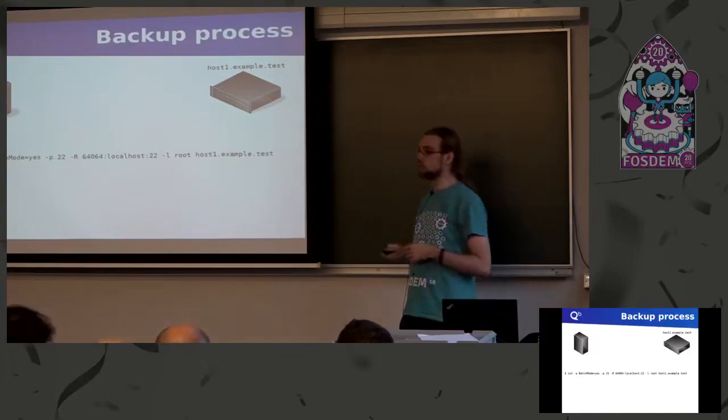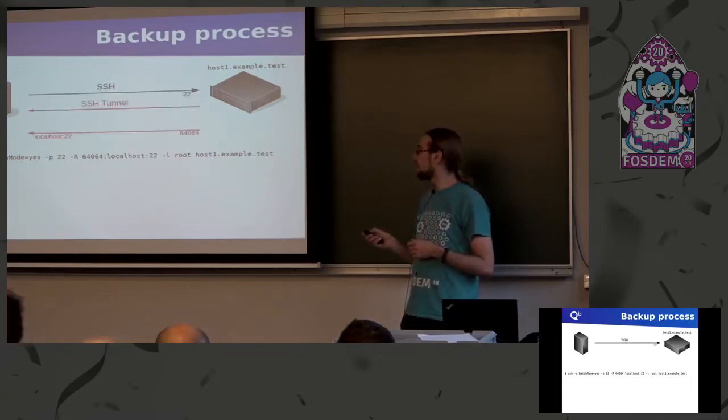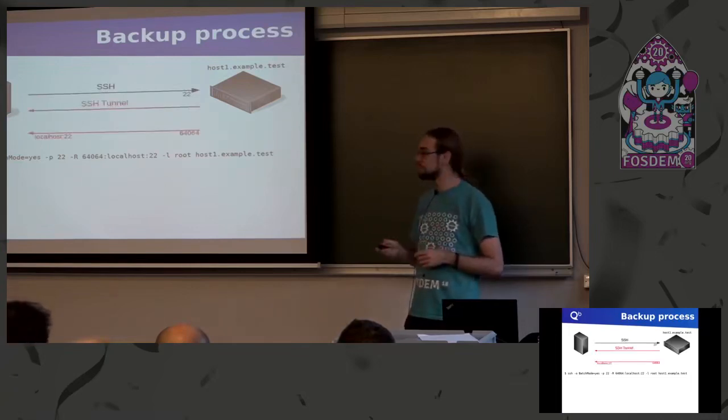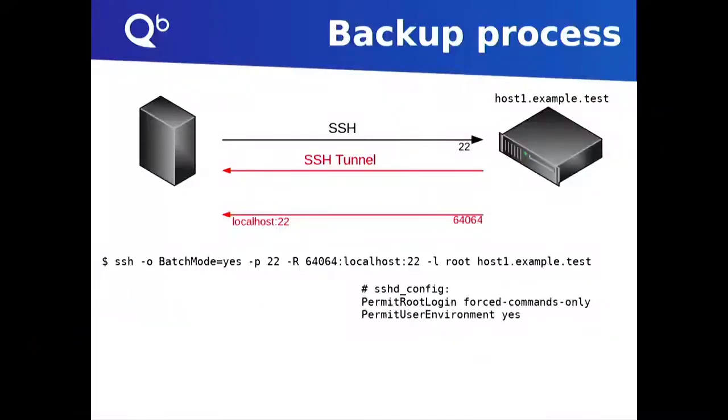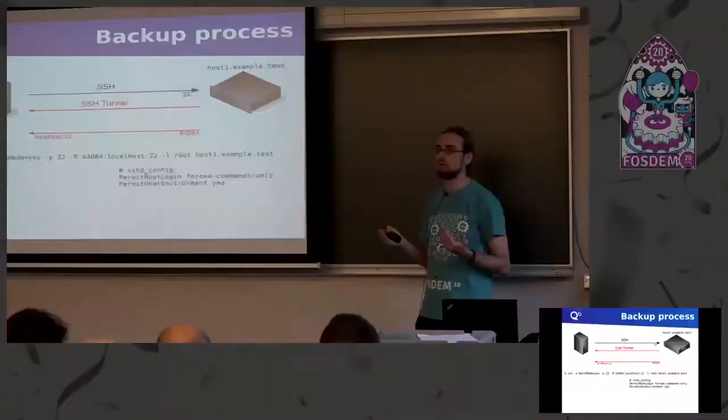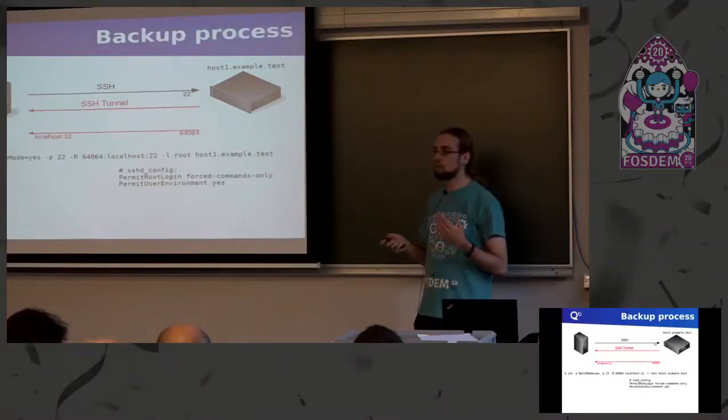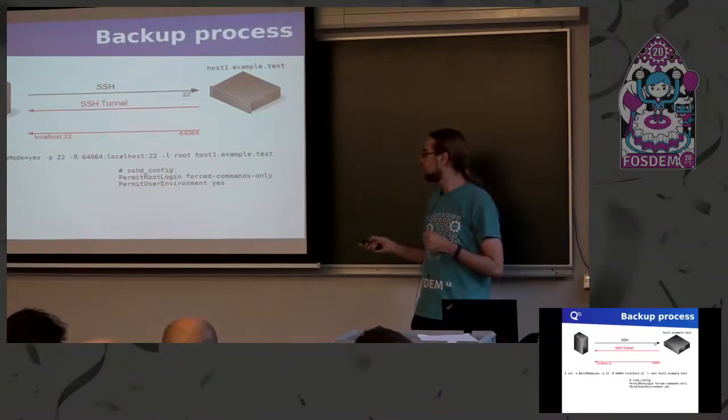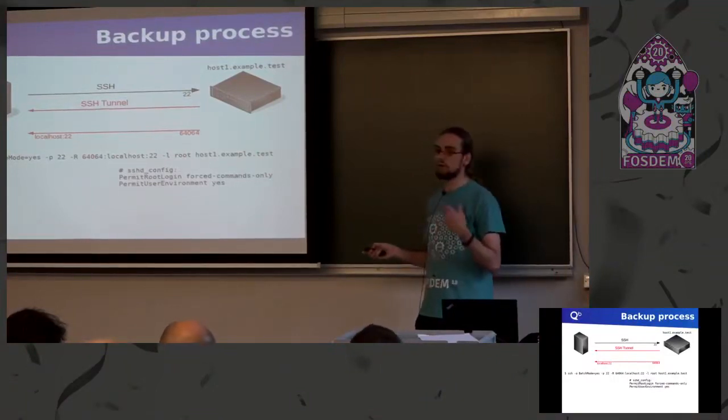So the host that needs to be backed up will receive the SSH connection. The tunnel will be established. In the SSH configuration of the host that needs to be backed up, there are two important things. Basically, we permit root login, but we only allow commands that are predetermined in advance. So we don't actually expose root access to potential attackers. Well, we expose it, but they can only run one command that we defined. And we permit user environments, so we can send environment variables to SSH.